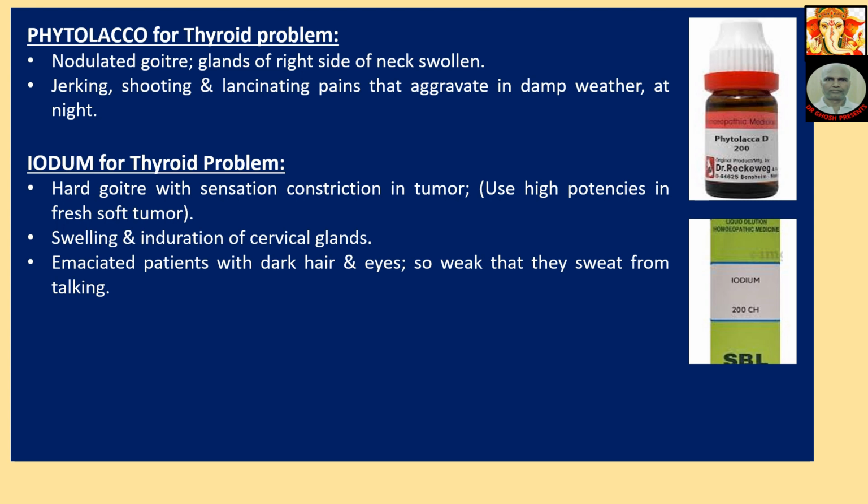In case of hard tumor, you can go for lower potencies. Swelling and induration of cervical glands. Cervical glands are something else than thyroid problem. There are so many glands around our neck region. Emaciated patient with dark hair and eyes, so weak that they sweat from talking.